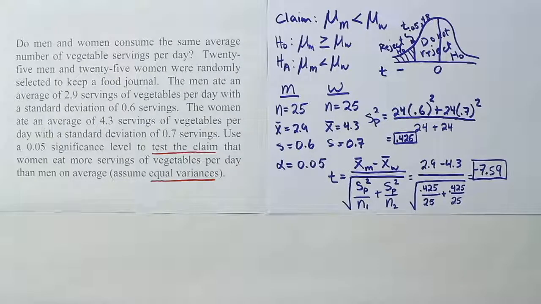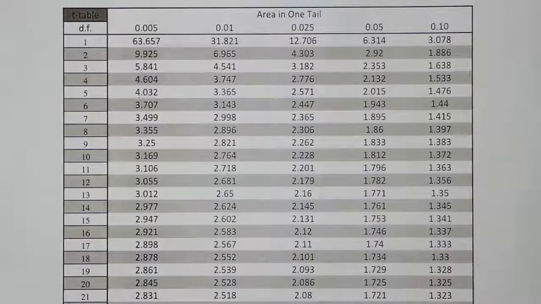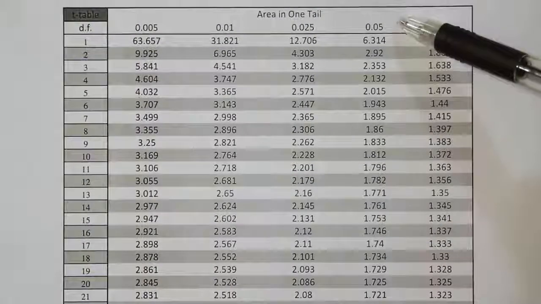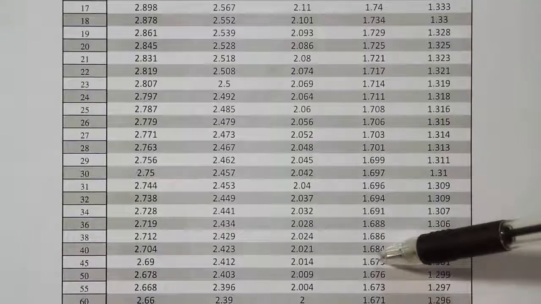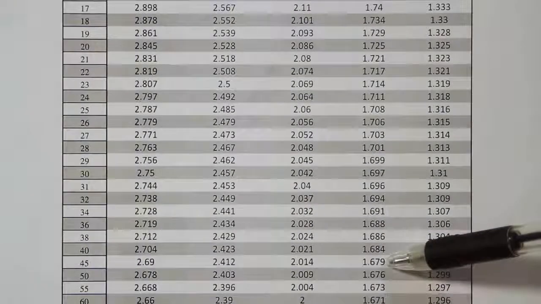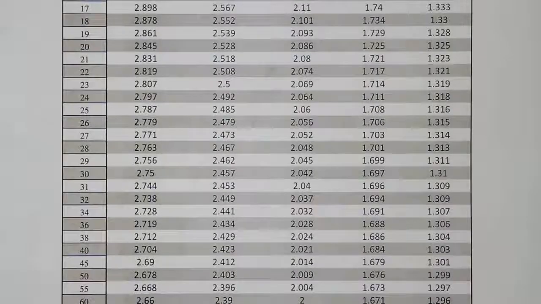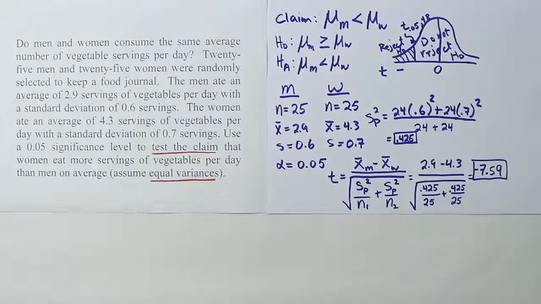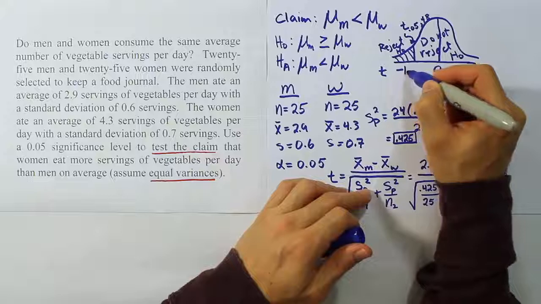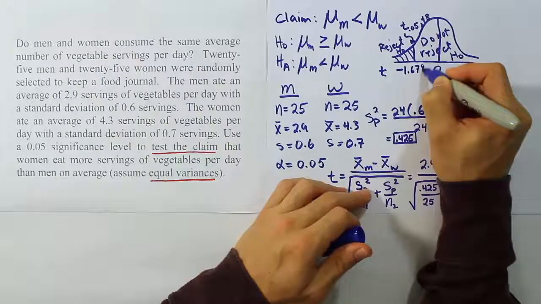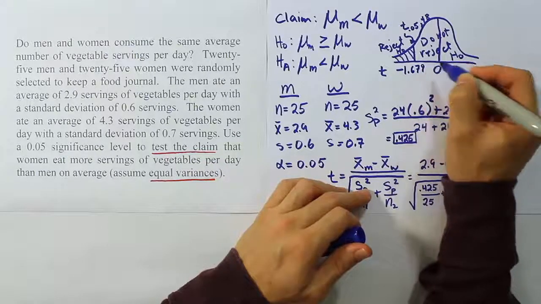All right, so let's go to our table and get our critical value. Okay, so we're looking at 0.05 and 48 degrees of freedom. That's going to be between 45 and 50. We'll choose the value here at 45 because it's a larger critical value. That's 1.679. So we found the critical value, 1.679. It is on the left, so it's negative 1.679.